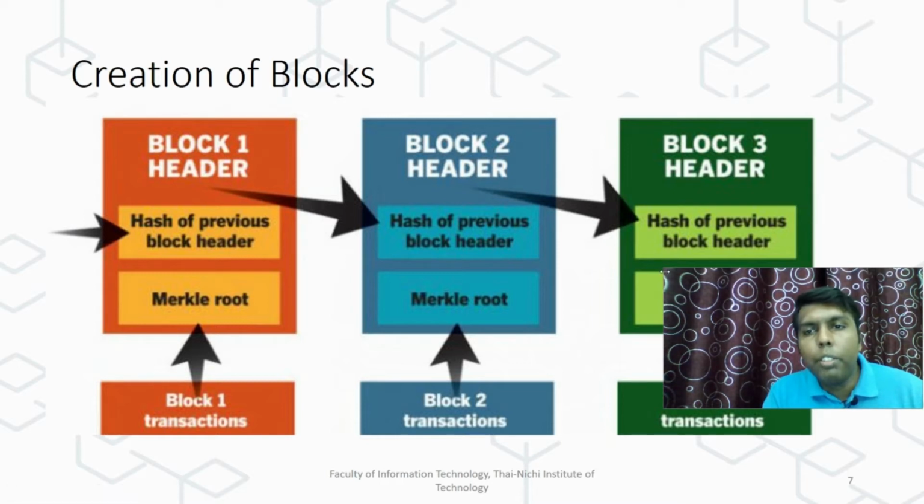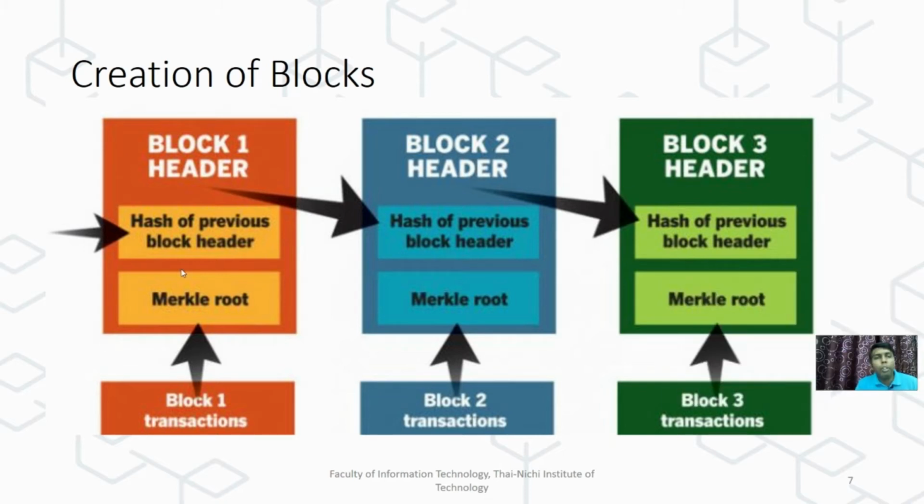Before that, we see how these blocks are connected. This picture shows how three blocks are connected. Firstly, we have block number 1. Block number 1 will have the transactions for block 1, and these transactions are stored within a tree. This tree will have the Merkle root as the root node, and all the transactions as its child nodes, and then it will have the hash of the previous block. So this is block 1, and the hash of block 0 will be stored over here.